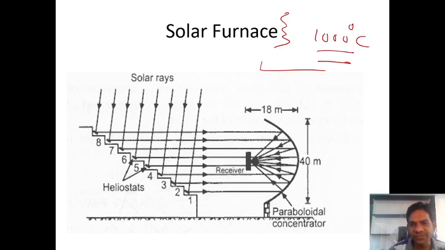Okay, so you see here what is the construction. There is a parabolic concentric type of collector used there. You see this concentric type of collector. If you see the dimensions, this is 40 meters and this is 18 meters guys. 18 meters is the length, means the width, and the height of this is 40 meters. So this parabolic concentric collector absorbs the solar energy.